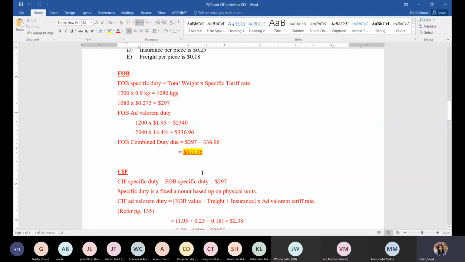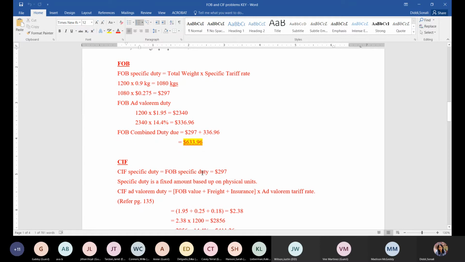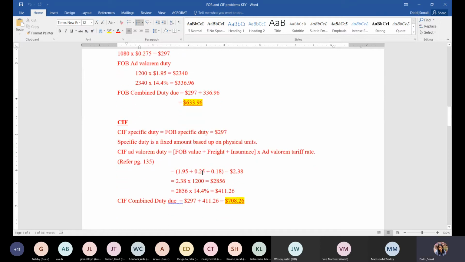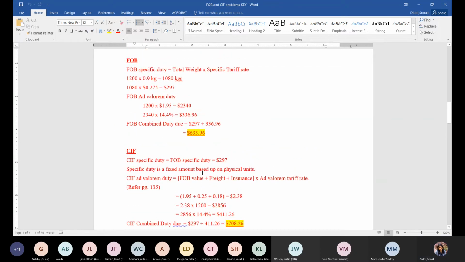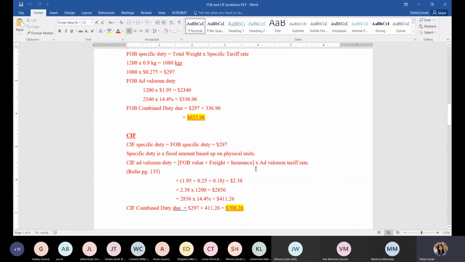How did everybody do or find this question? Was it okay? So when you're doing your CIF, you're calculating your freight and insurance and your FOB value, and then multiplying that with your 14.4% to get your CIF, to get your ad valorem duty. Did anyone have any questions to the second question?